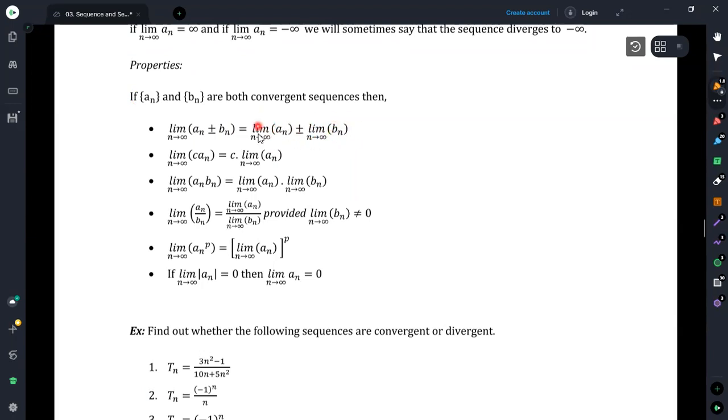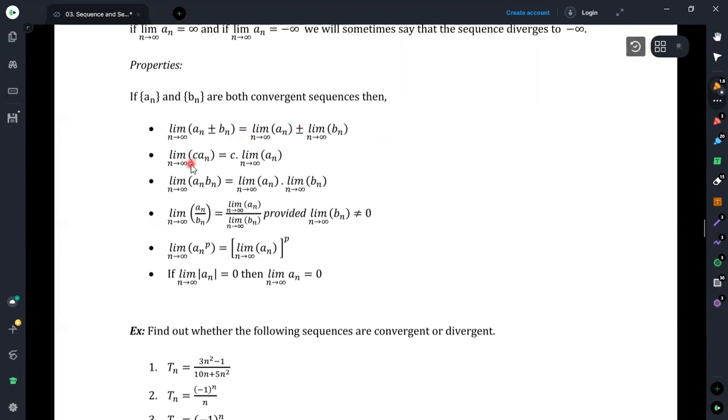Therefore, if an and bn are both convergent, we know that this value gives a finite value, as well as the latter part of this equation gives a finite value. Therefore, the addition or the subtraction of two finite values again gives a finite value. So if you are combining two convergent sequences by addition or subtraction, again we will obtain a sequence which is said to be a convergent sequence.